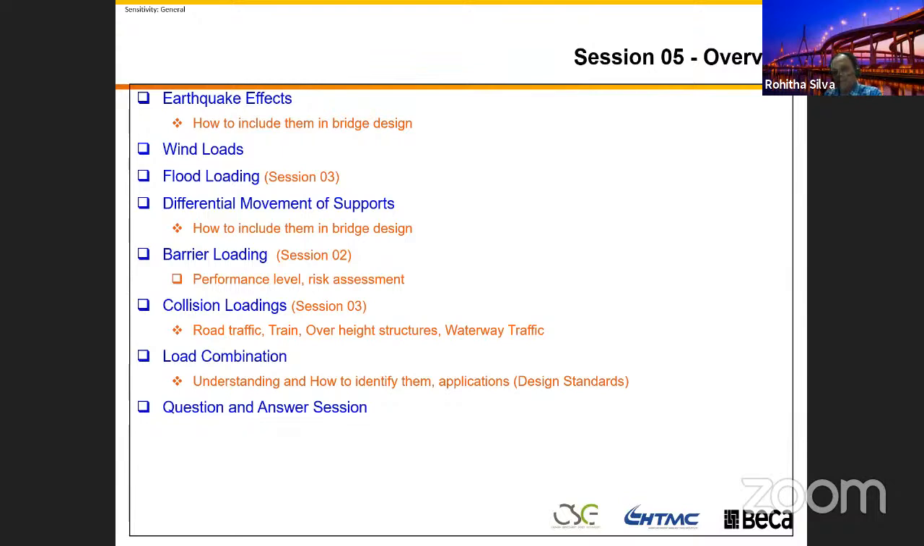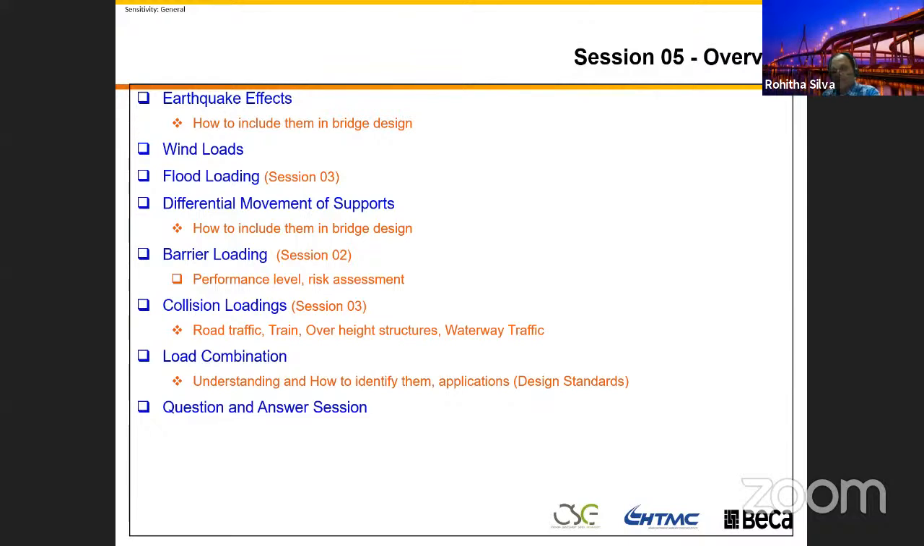But the Eurocode and even the British Standard are all the same. There are similarities. Before I start the session today, I just want to mention, I think last week when I was explaining the live load models in Eurocode. I know most of you know about Eurocode in Sri Lanka.